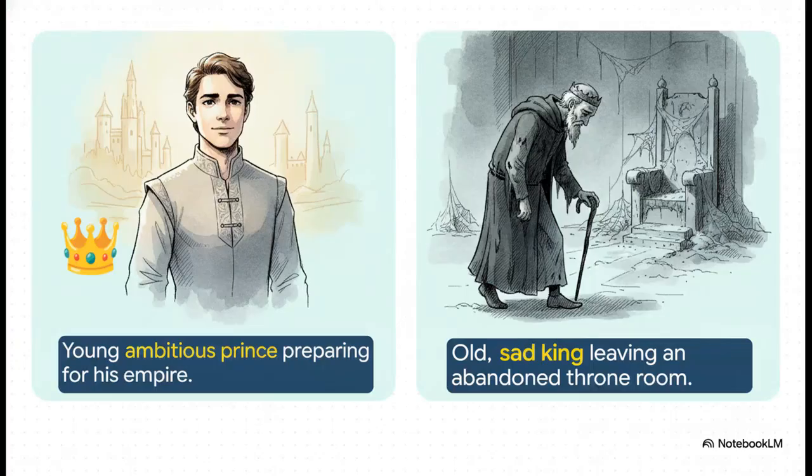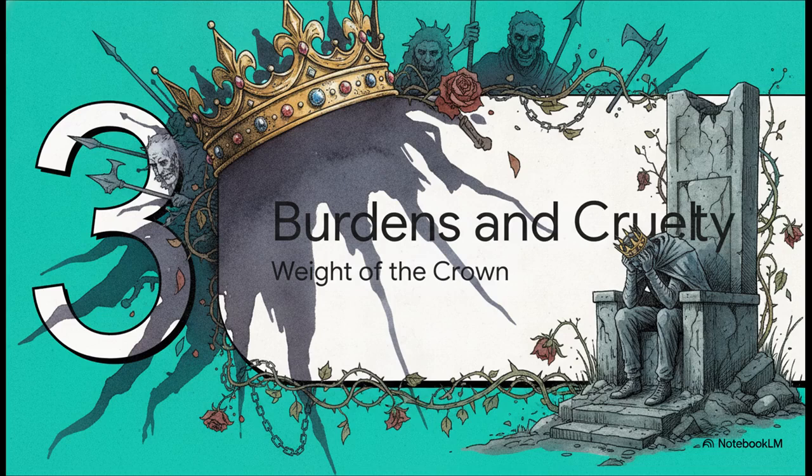And this brilliantly illustrates the tragic arc of our explainer. We see this incredibly stark contrast. On one hand, you've got that vibrant, ambitious young prince preparing to build his empire. On the other, the devastating reality of his future, an old, sad king walking away all alone from an abandoned, dusty throne room. By placing these two specific prompts side by side, we see the full, devastating cost of his ambition. It really begs the question, how on earth do we get from the hopeful prince to the shattered old man?